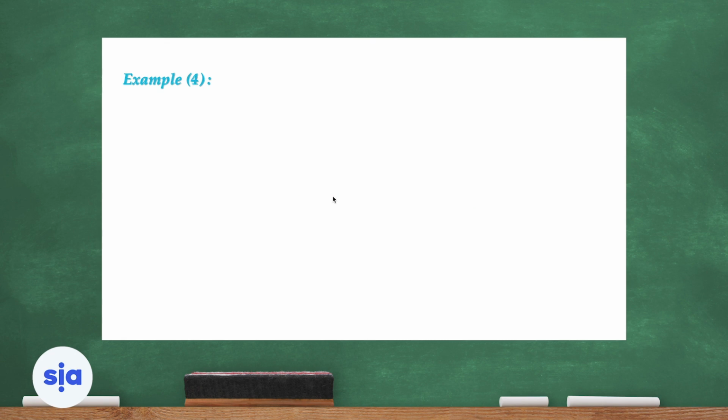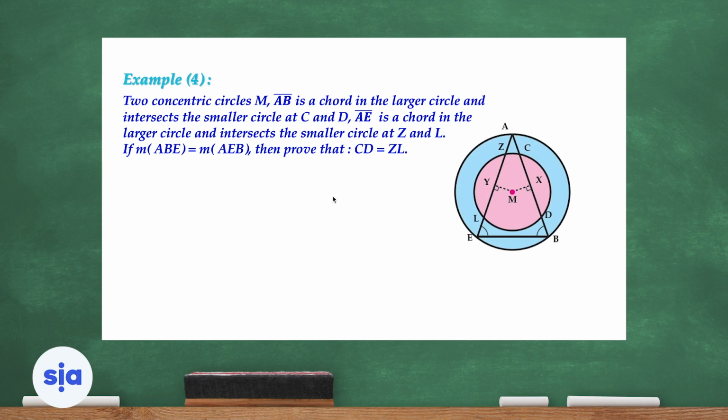Let's move on to another example, which is example 4. In example 4, the question says, two concentric circles with center M. AB is a chord in the larger circle and intersects the smaller circle at points C and D. AE is a chord in the larger circle and intersects the smaller circle at points Z and L. If the measure of angle ABE is equal to the measure of angle AEB as given on the figure, then prove that CD is equal to ZL.